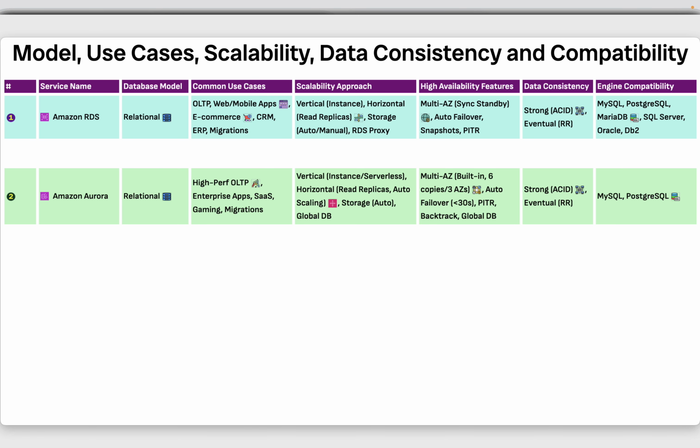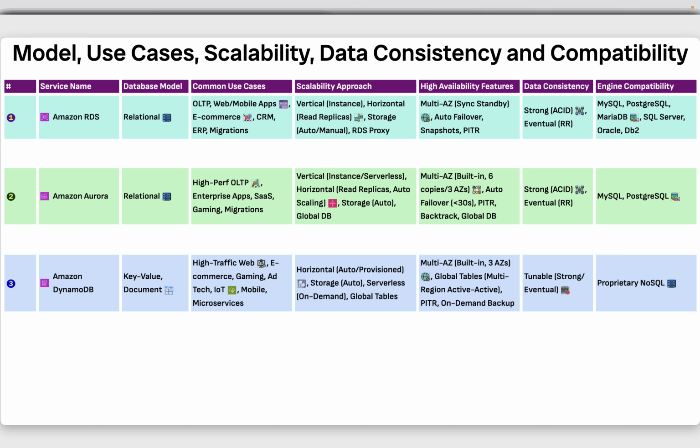High availability features: it has built-in Multi-AZ. You can have 6 copies across 3 availability zones. There is auto failover in less than 30 seconds, point-in-time recovery, backtrack, and global DB. Strong ACID support and eventual read repair. There are only 2 engine options, MySQL and PostgreSQL, so this is the only thing we have to keep in mind. If the exam asks you about MariaDB, SQL Server or Oracle, Aurora will not support it.